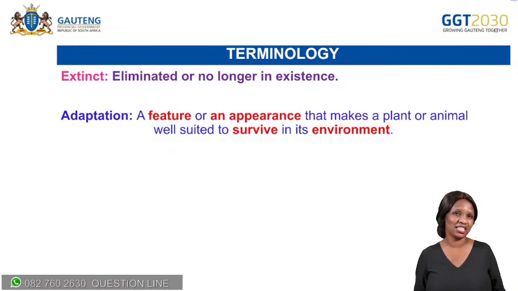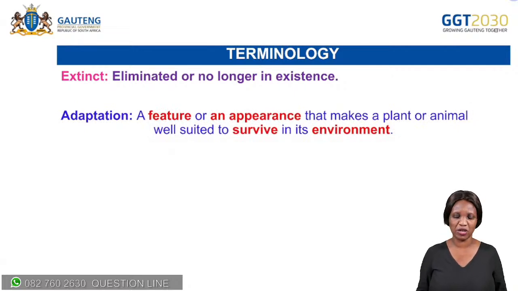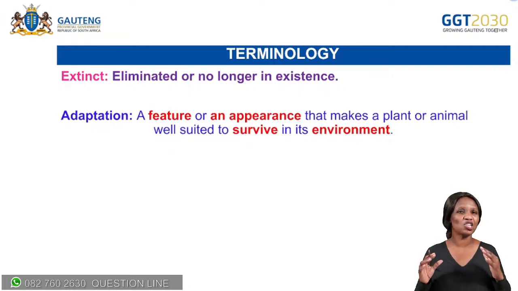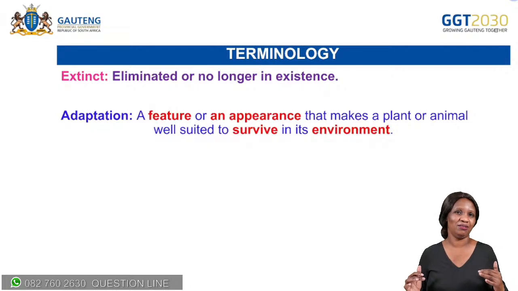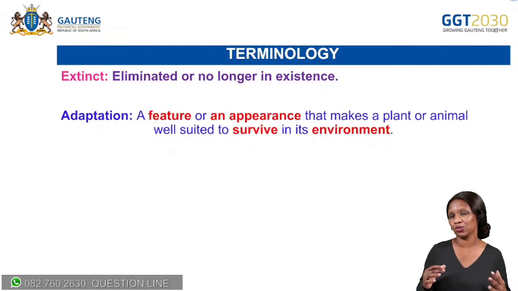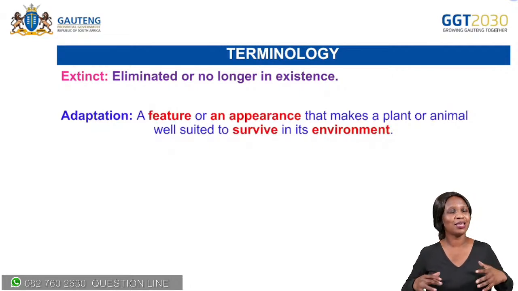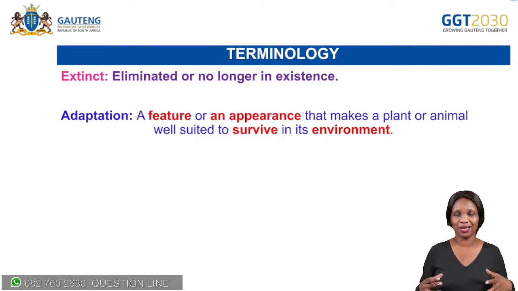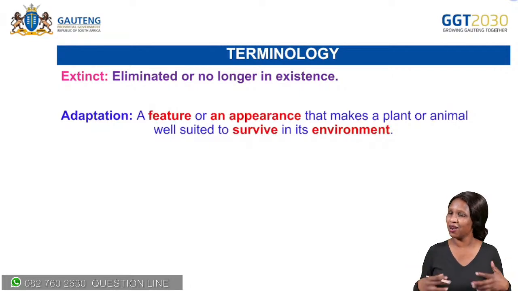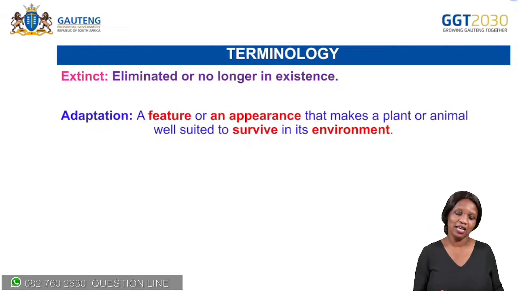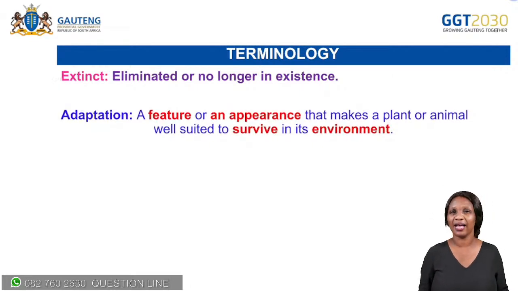We've got extinct. What does the word extinct mean? When we are talking about extinct, we are talking about something that no longer exists. All right. For example, dinosaurs. We no longer have dinosaurs, right? They are now extinct. They no longer exist. They are no longer there. They've vanished. They've been eliminated. That's what we call extinct.